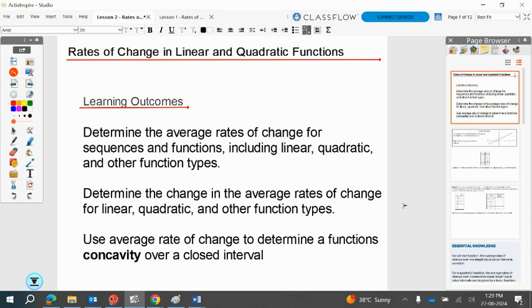Okay, welcome to lesson 2, rates of change in linear and quadratic functions. So in this lesson we're going to look at determining the average rate of change for sequences and functions that are linear, quadratic, and some other types. We're going to determine the change in the average rate of change. And then we're going to use that change in the average rate of change to investigate the concavity over a closed interval.